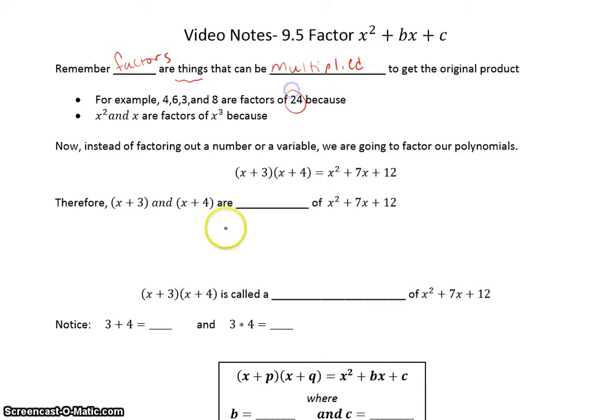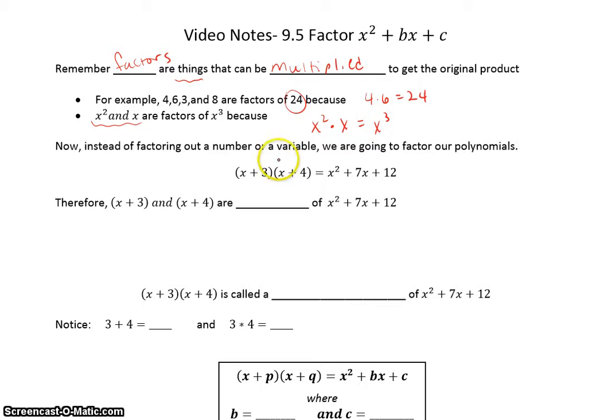Such as the number 24 has factors 4, 6, 3, 8, and you could probably think of a few others because, for example, 4 times 6 is 24, so 4 and 6 are both called factors. x squared and x are factors of x to the third because when we multiply x squared and x, we get the product x to the third.